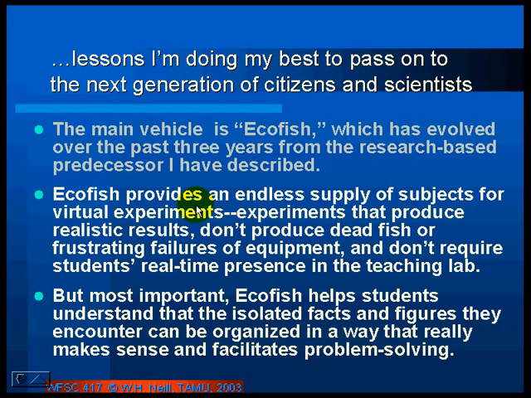But the most important thing about Ecofish is that it does help students. I'm convinced of it now after a couple of years' experience. It helps students understand that the isolated facts and figures that they have come into contact with both as students at the university and out there in real life, that those facts aren't just bits and pieces of information that can be randomly organized or not as you please. Those pieces of information, if they are organized using a systematic approach like Ecofish, suddenly everything ties together and makes sense. And when things tie together and make sense, then problem solving becomes a much easier job.